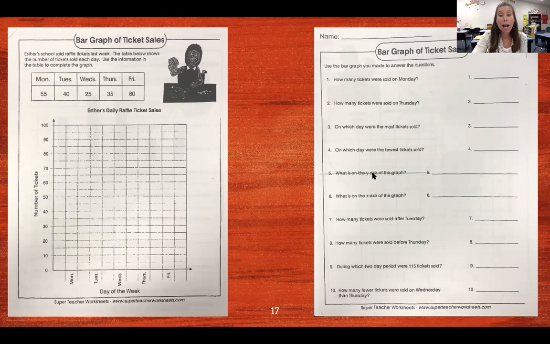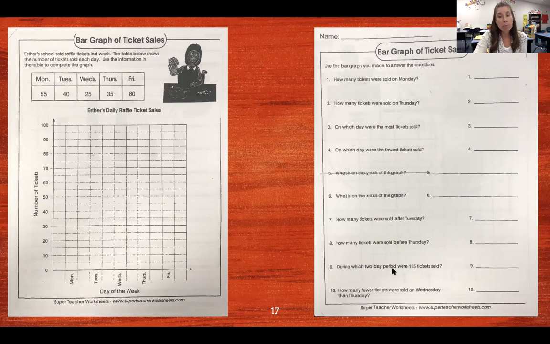What is on the y-axis of this graph? Remember, y is over here, x is down here on the bottom. What is the x-axis of this graph? Number 7, how many tickets were sold after Tuesday? After Tuesday. Okay, we're not counting Monday and Tuesday. How many tickets were sold before Thursday? We're not counting Thursday, before Thursday.